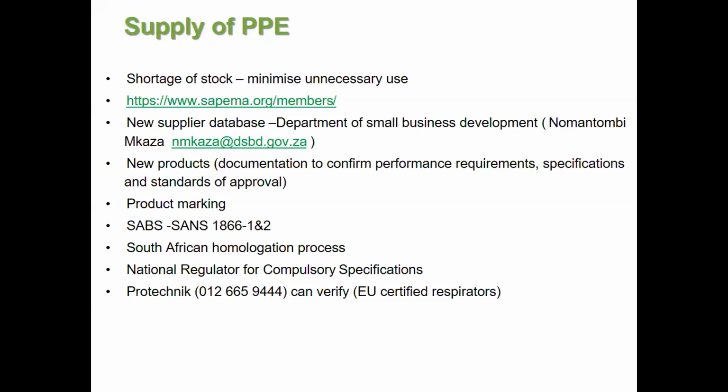In terms of masks and respirators, we do have 2 standards, which is 1866 Part 1 for medical masks and 1866 Part 2 for medical respirators. You can check some of the properties or characteristics of masks or respirators so that you can confirm whatever new product you get is in line with the purpose that you require for your needs.